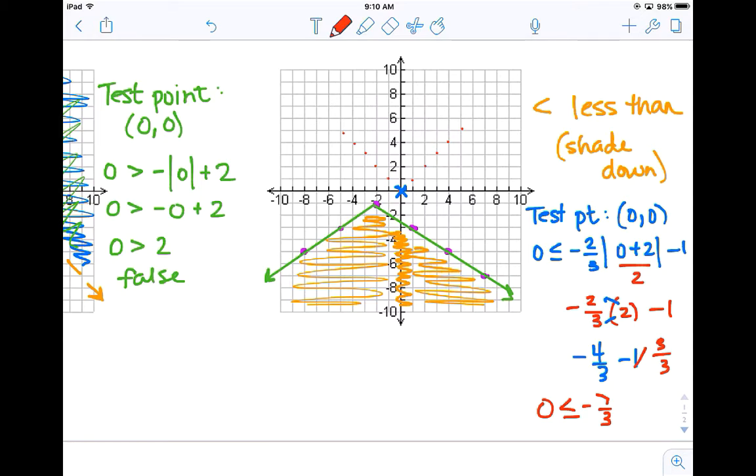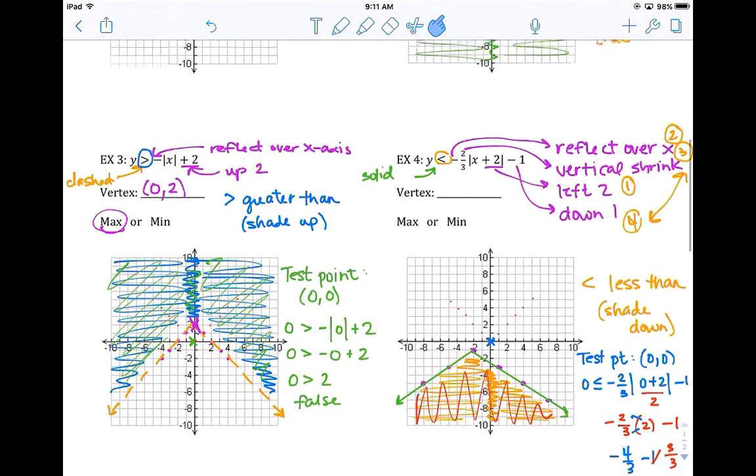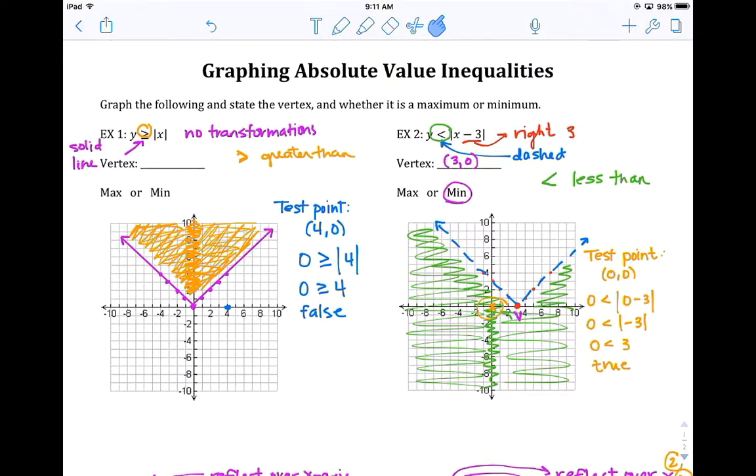0 is not less than or equal to any negative number. So that means we were supposed to shade away from 0, 0, so not outside where it sits on our graph. So we shaded the correct direction by shading everywhere inside that absolute value graph. And that covers how we graph absolute value inequalities.